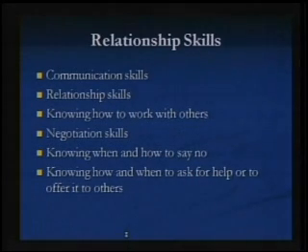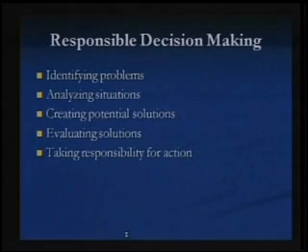Part of relationship skills is knowing how and when to ask for help, and how to offer it to others, as opposed to just watching somebody struggle with something. And all of those skills lead to the ability to make good, responsible decisions. So being able to identify a problem that you're having, being able to analyze and evaluate what's going on, being able to come up with potential solutions to any problem, evaluating the possible result from any solution you might choose, and then taking responsibility for whatever action you embark on.